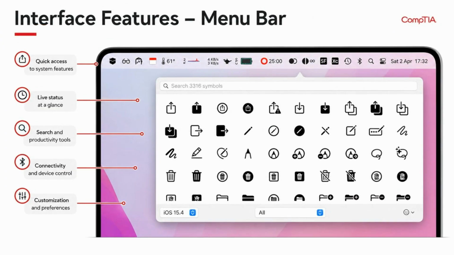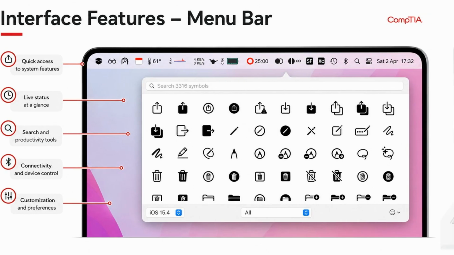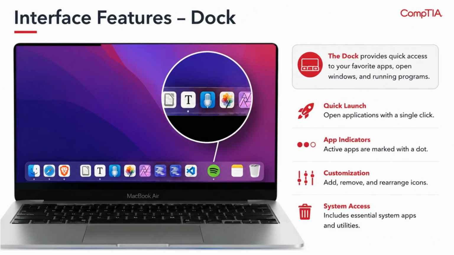Here's what the macOS menu bar actually looks like. Notice how it changes based on which application is currently active. Here's the dock in action. Notice the pinned and running applications, plus the trash icon on the right.